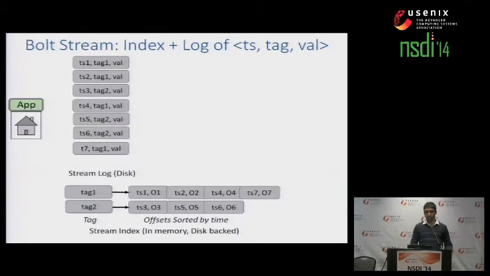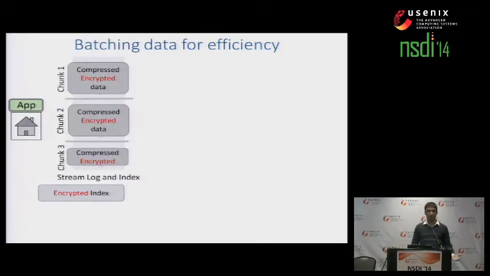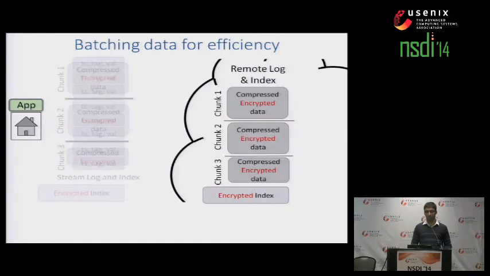So a stream in Bolt consists of a data log and an index. The index is a map from tags to a list of offsets into the data log that are sorted by time. So when an application generates a new data record, it is appended to this data log, and a new entry is simply appended to this index. When this application now closes, this stream is divided into chunks, where each chunk is then compressed and encrypted before being shipped to the cloud.